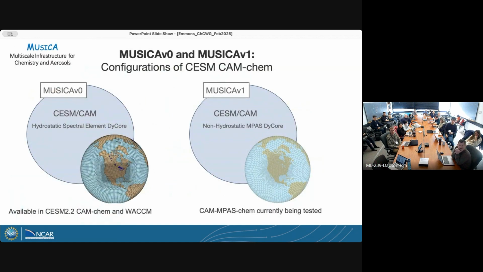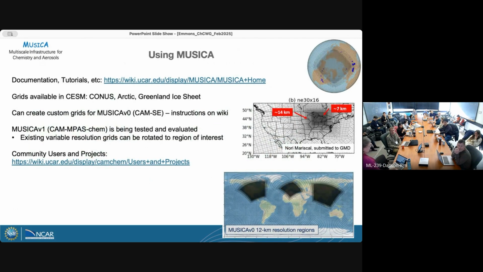But one of the primary goals of Musica is to do multi-scale modeling, and we can already do that in CESM. We label CAM-CHEM with the spectral element as Musica V0, and you can make a regionally refined grid with that. And Musica V1 is CAM with the MPAS dynamical core, and you can also make a refined grid with that. And so that's being tested. We've been using Musica V0 for a number of years.